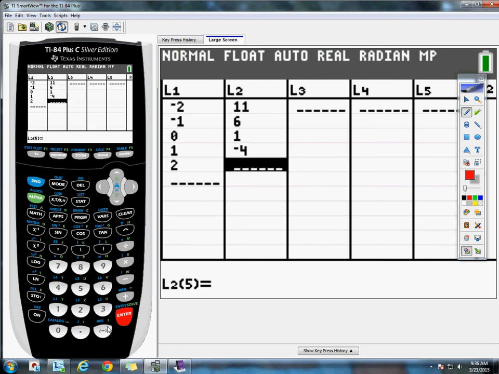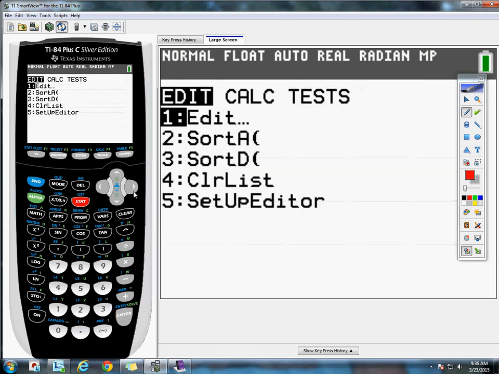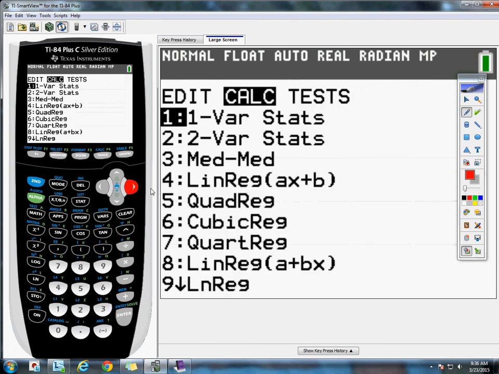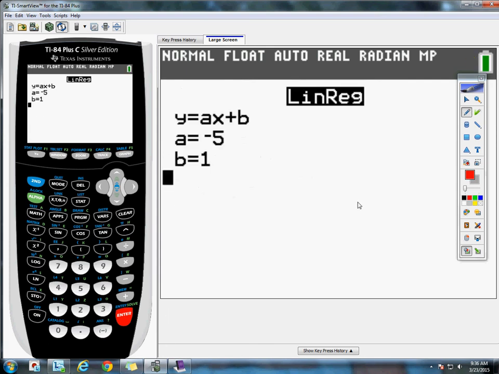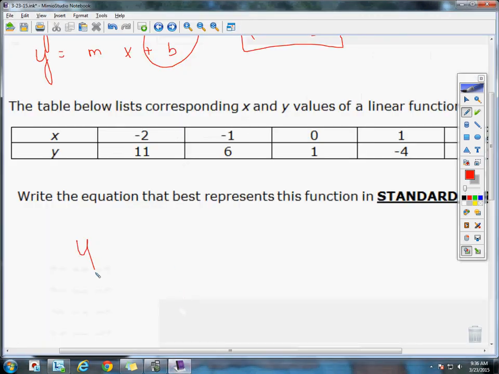Make sure that you know how to do this in the calculator, because we can't help you when you take your test with this. So we hit stat, go over to calc. It's linear, so we're going to hit the number 4. Then we just hit enter all the way to calculate, hit enter again, and there's your equation. So y equals negative 5x plus 1.